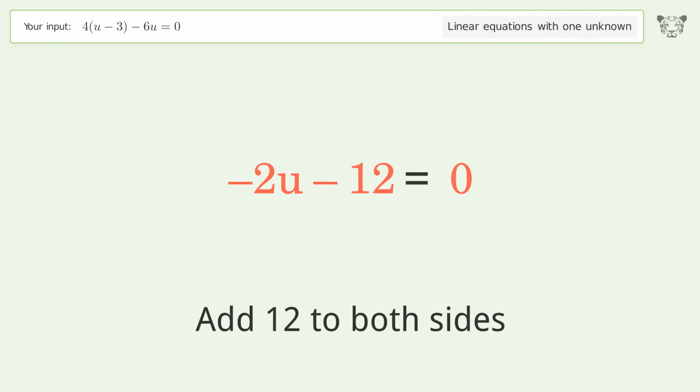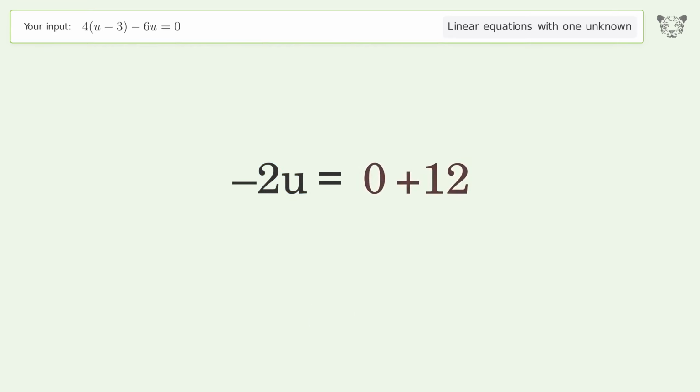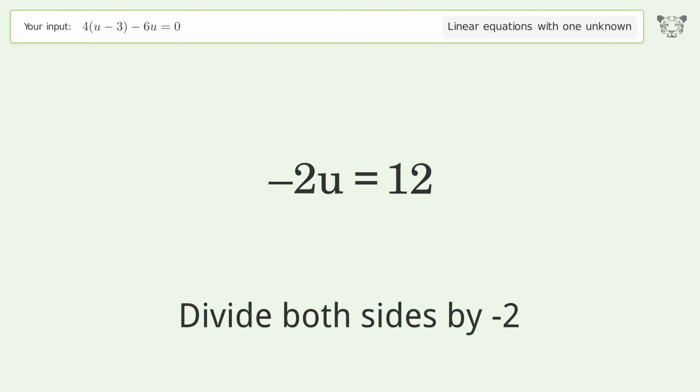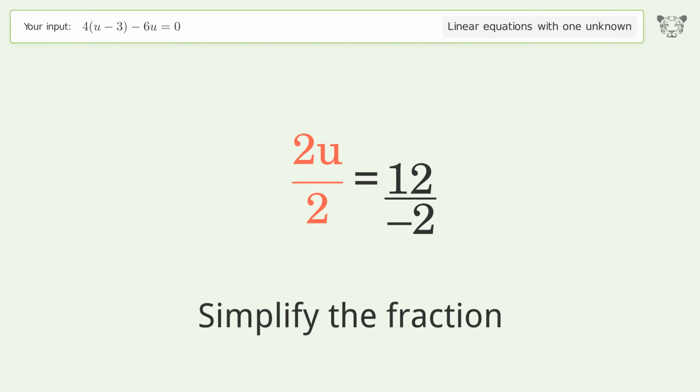Add 12 to both sides. Simplify the arithmetic. Isolate the u. Divide both sides by -2. Cancel out the negatives. Simplify the fraction.